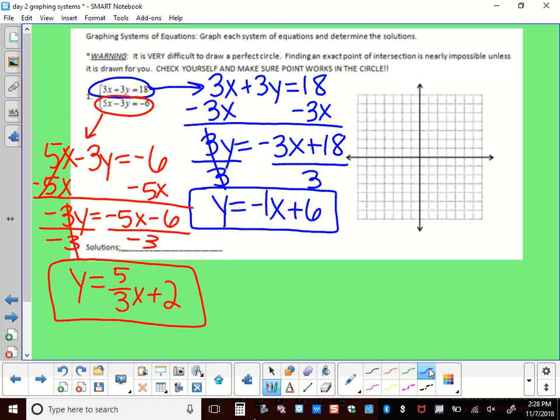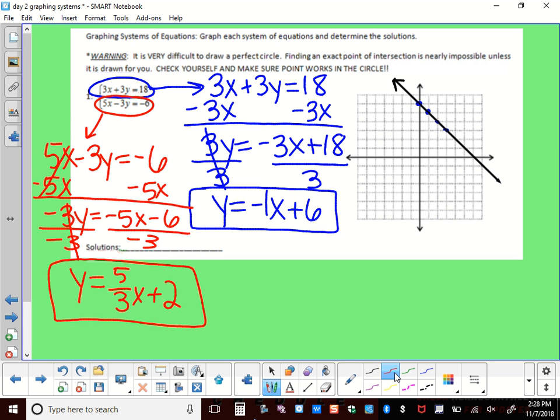So for the blue one, we have 1, 2, 3, 4, 5. I start at 6, because that's my y-intercept. What's the slope of the blue line, Ronaldo? Negative 1. So I go down 1 over 1 the whole way. Go ahead and sketch that line and see what it looks like. My line is negative 1x plus 6.